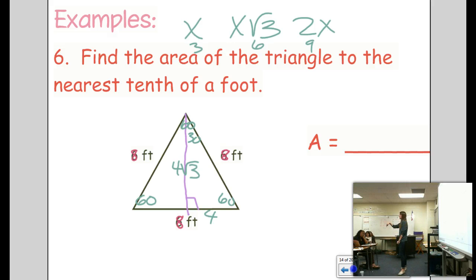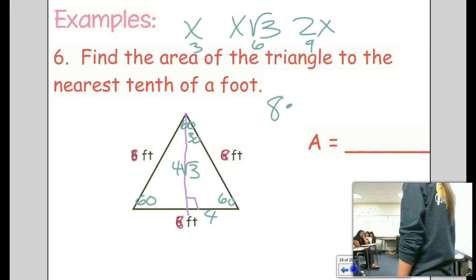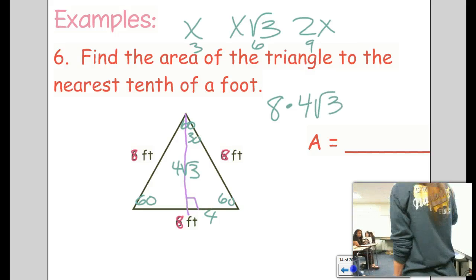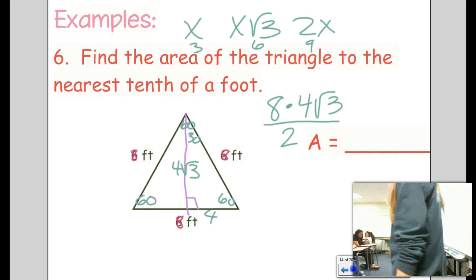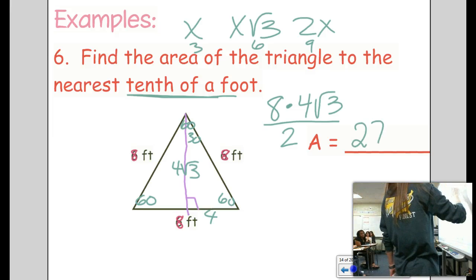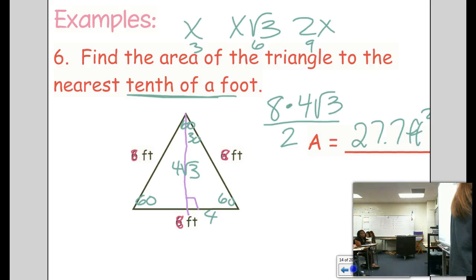Base times height divided by 2. Go straight to your calculator. Everyone press it with me. Press 8. Then press multiply. Then press 4 root 3. Then press enter. And then press divided by 2. Make sure you press enter, please. It's an ugly decimal. Yes, it is. 27.7 or 28 would be fine. So there's 1/10 of a foot. Look, it did tell us. So 27.7 feet squared. Guarantee you'll see that again. You've got to be able to find the area of an equilateral triangle.